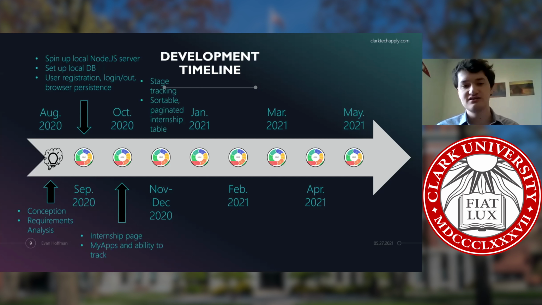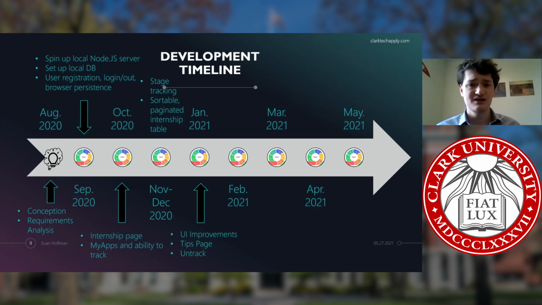And finally, in November and December, I implemented that stage tracking so you can record where you are privately. And at that point, the application clarktechfly.com did everything that the spreadsheet could, which was my initial goal. So I was very happy to have implemented that. I also made the internship table paginated and sortable, which is a very good quality of life feature for people who only want to see the internships that might apply to them.